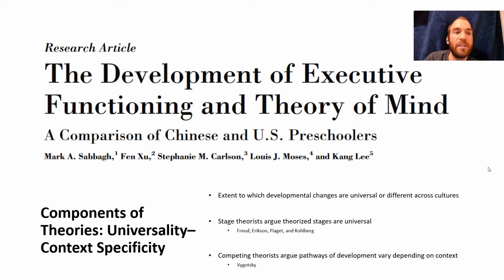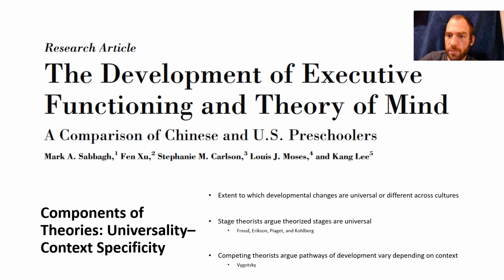So one developmental article that I wanted to point out: the development of executive functioning and theory of mind, a comparison of Chinese and US preschoolers. Now, we're going to define these terms later on in more depth, and that's not important right now. But what's important is to understand that both of these concepts, executive function and theory of mind, are thought to be universal processes, or at least the developmental outcome is universal. All humans have theory of mind. All humans have executive functioning abilities.